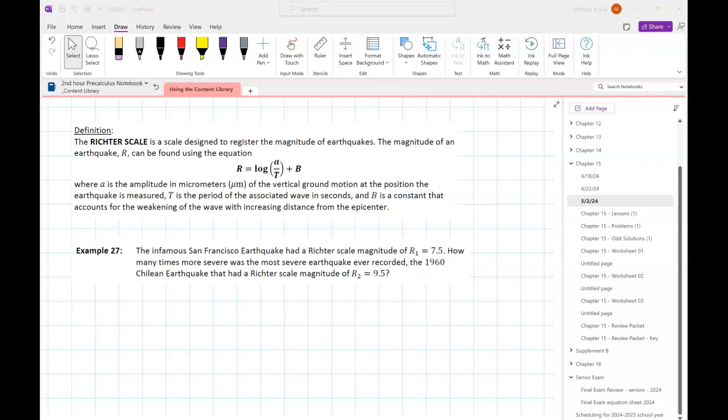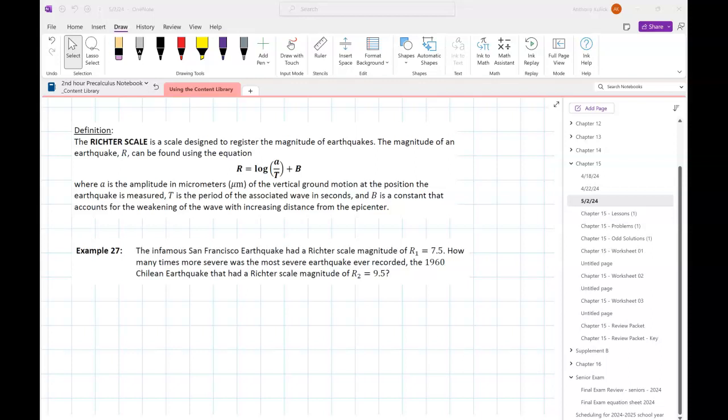The magnitude of the earthquake is represented by the letter R and can be found using the equation R equals log of A over T plus B, where A is the amplitude in micrometers. So that would be how much up and down distance the earth is being displaced, because that's what happens with an earthquake, right? You have a fault and it slips and then it has to come back.